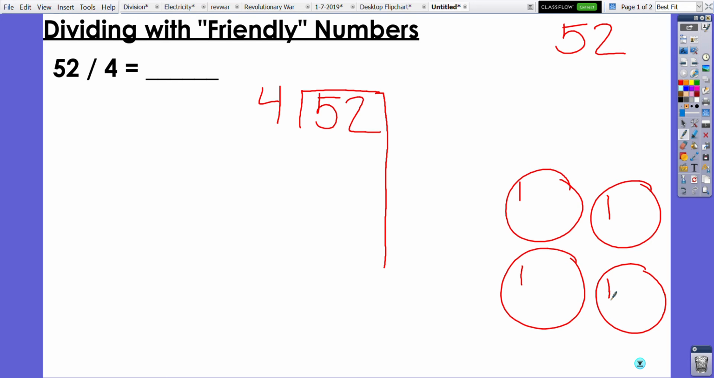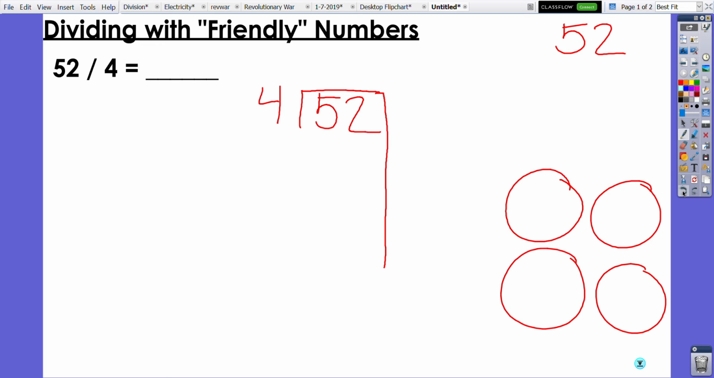So I have 1, 2, 3, 4, 5, 6, 7, 8, and I could keep going like that all the way until I got to 52, which would take me a long time. Or instead of just counting out 1 at a time, I could count out some much larger chunks. So that's where the friendly numbers come into play.